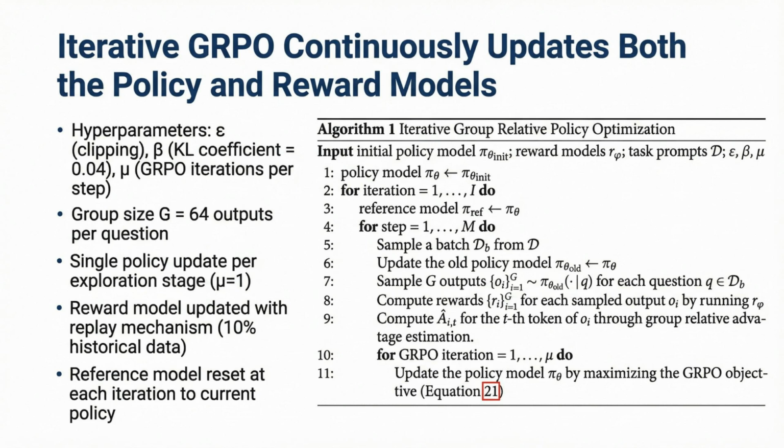So in iterative GRPO, after each iteration, they generate new training data from the improved policy, update the reward model, and continue training. The key hyperparameters are group size G equals 64, KL coefficient beta equals 0.04, learning rate 1e-6, and they do a single policy update per exploration stage. Notice the replay mechanism for the reward model. They keep 10% historical data when updating it, which prevents catastrophic forgetting. The paper shows that iterative RL brings significant improvements, especially in the first iteration.